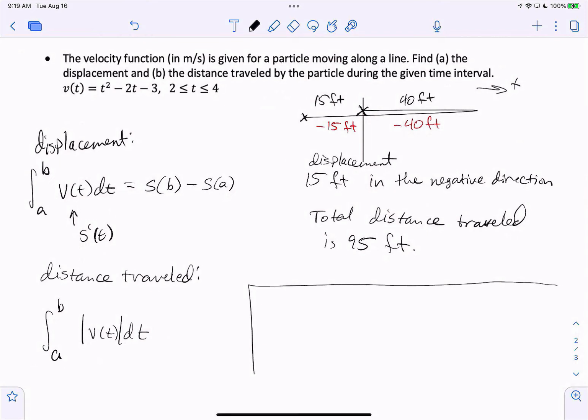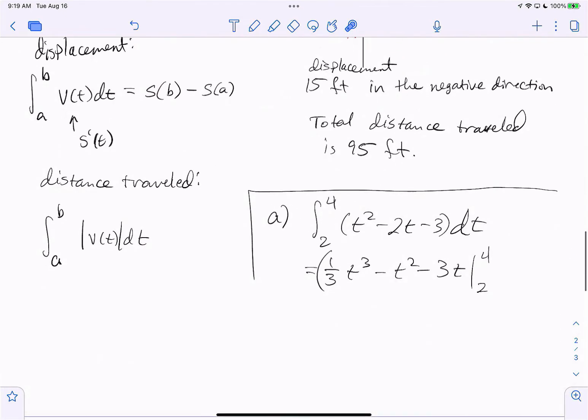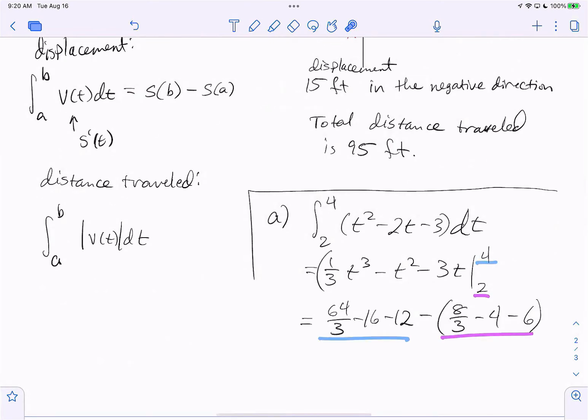Well, let's start with part A, and that's the more straightforward part. We're looking at the integral from 2 to 4 of t squared minus 2t minus 3 dt. Using the power rule for integration, we end up with 1/3 t cubed minus t squared minus 3t, and we're going to evaluate from 2 to 4. Evaluating at 4 gives me 64/3 minus 16 minus 12, minus evaluating at 2 gives me 8/3 minus 4 minus 6. That totals 2/3 of a foot.